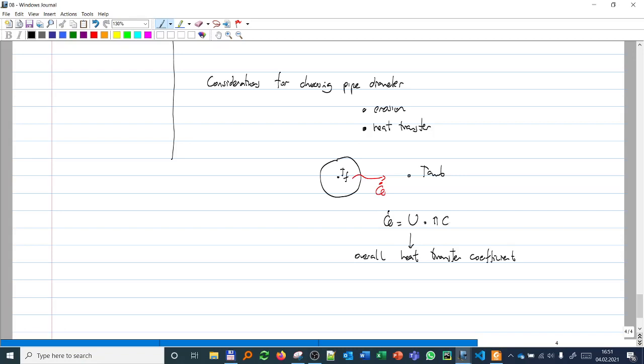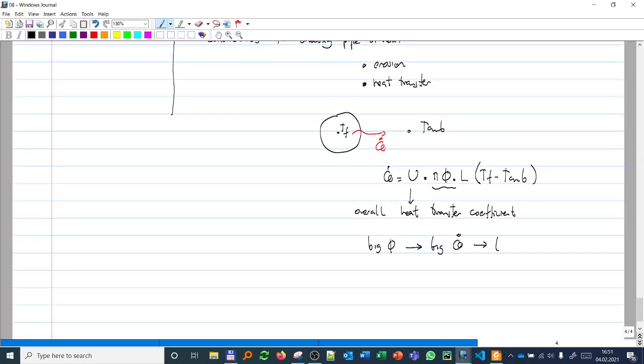Then I have the perimeter of the pipe, then the length of that section, and then TF minus T ambient. T ambient is usually the same. The heat transfer coefficient changes a bit with the size, but you see a big effect of the size. So a bigger diameter usually leads to a big Q, and this big Q leads also to a low TF, the temperature of the fluid. It's going to drain more energy, and then TF is going to go down.